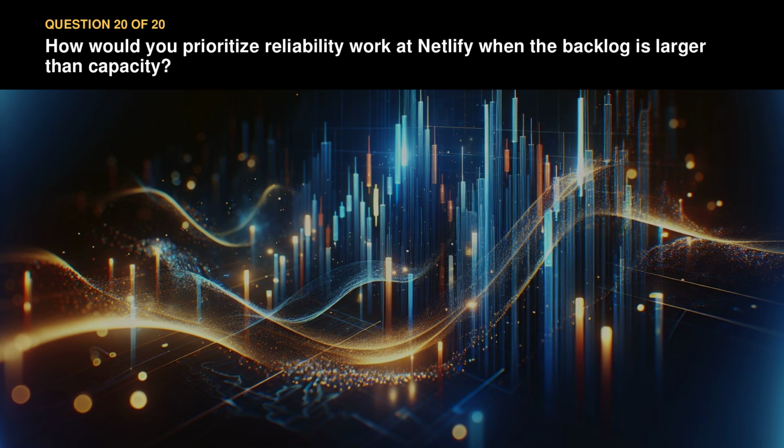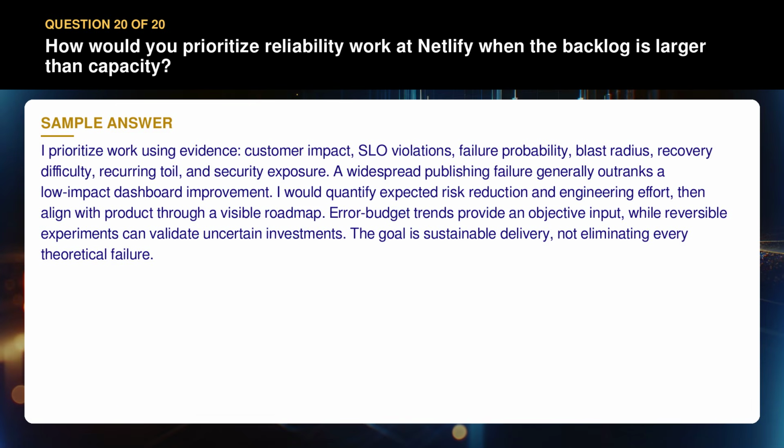Question 20. How would you prioritize reliability work at Netlify when the backlog is larger than capacity? I prioritize work using evidence, customer impact, SLO violations, failure probability, blast radius, recovery difficulty, recurring toil, and security exposure. A widespread publishing failure generally outranks a low-impact dashboard improvement.